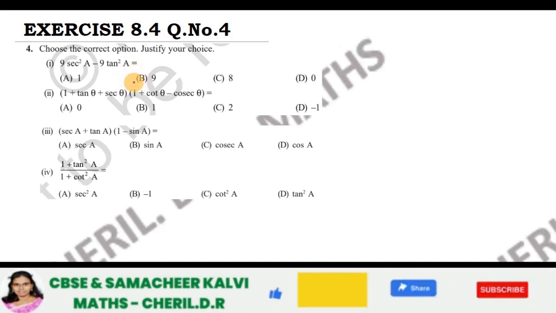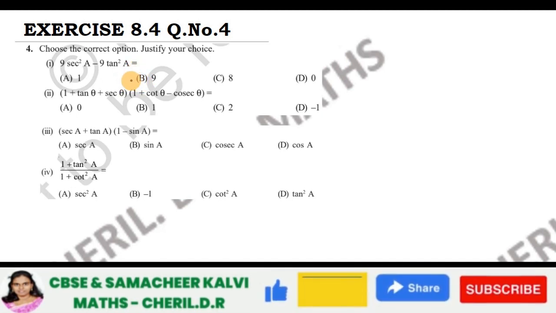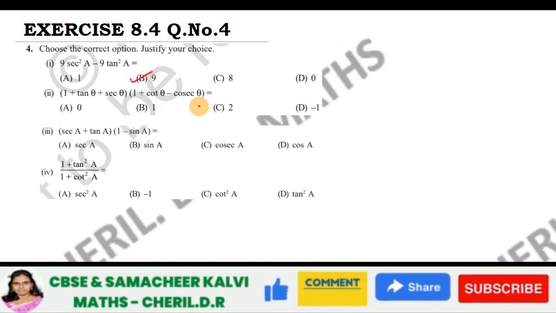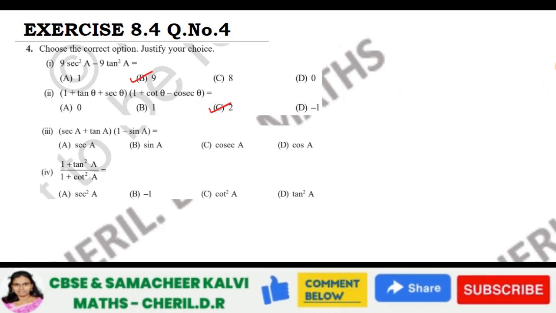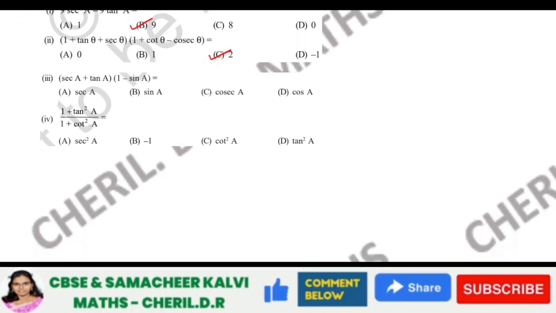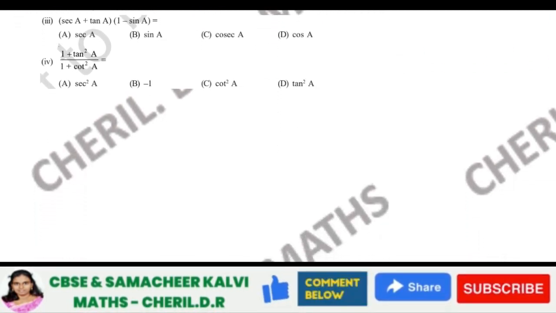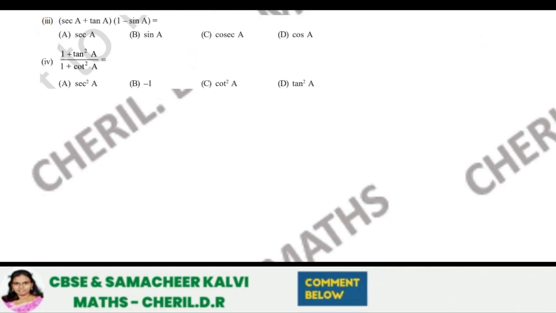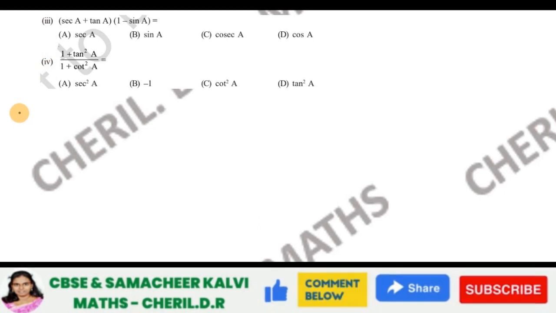For the first one, we got the answer as option B, that is 9. And for the second one, we got the option as C, and the answer was 2. So now we'll get into the third and the fourth question in this video. So first we'll do the third question. So what does the third question say?